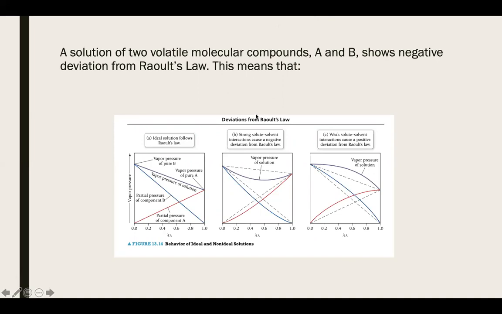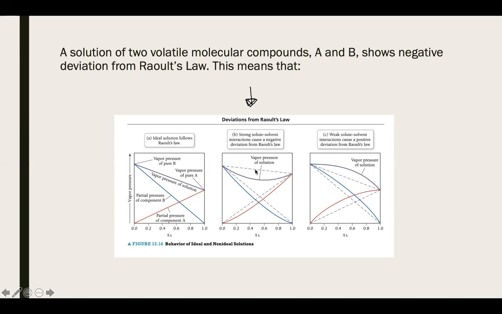I just want to show you these graphs first, because whenever I hear deviation from Raoult's law, I always think of these 3 graphs from the textbook here, where it shows you a visual representation of what that looks like. And so if you're going to have a negative deviation, it's this one right here, where your actual vapor pressure is lower than what's expected.